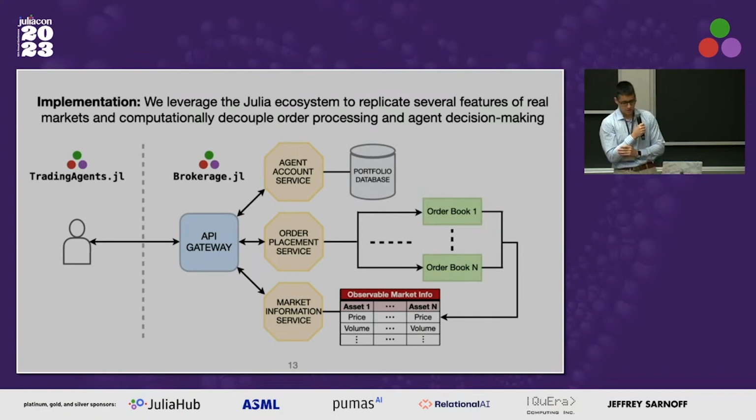Our two main ones that we're going to talk about here are these trading agents. These are the actual agents that are making these decisions. And Brokerage.jl is how we've implemented this as a server that is going to process all these orders. The agents make decisions in parallel. The orders are processed serially.